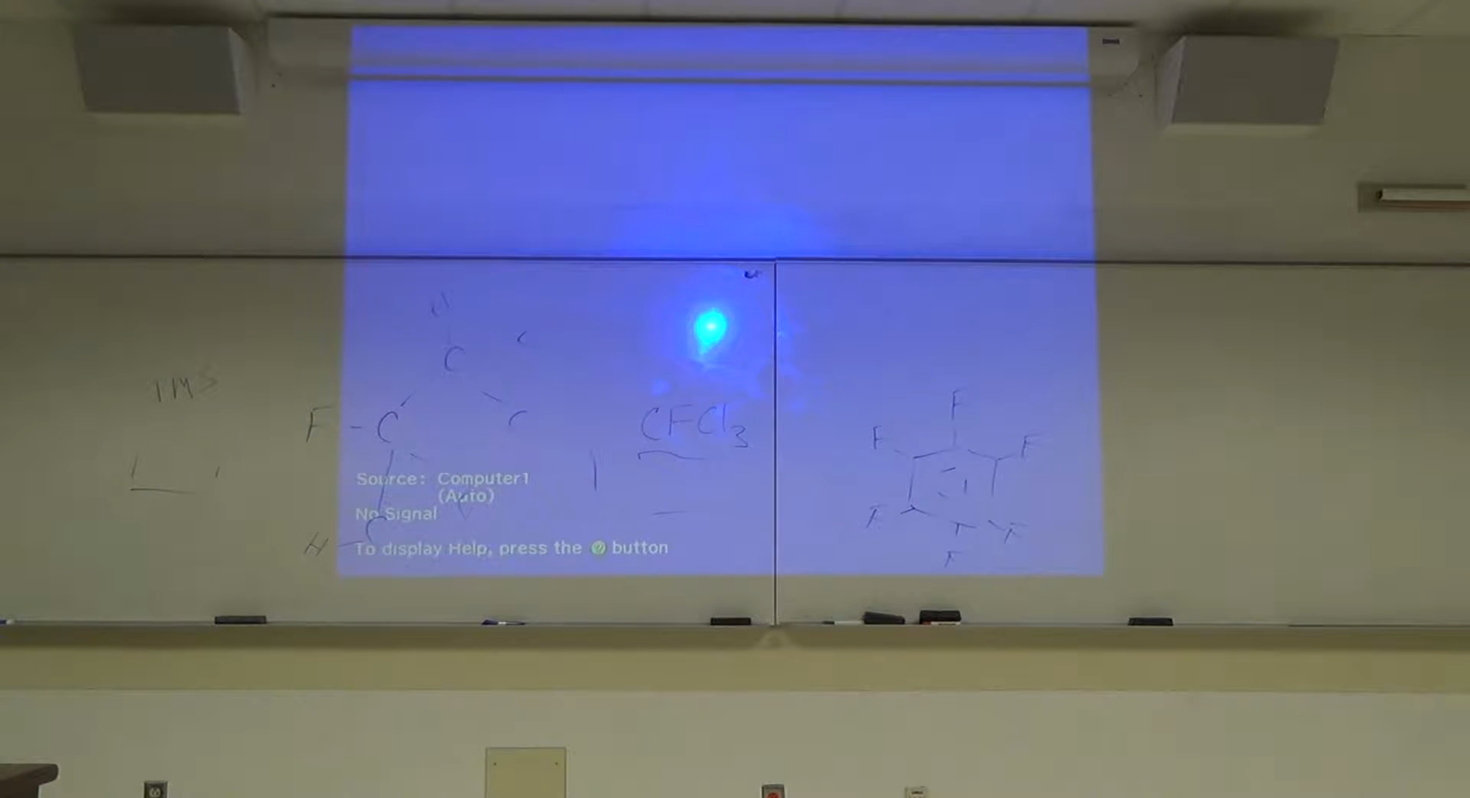In proton and carbon, TMS is so universal, it's not even discussed. But in other things, there's more options, and you've got to say, well, what's your standard? Yeah, hexafluorobenzene is the standard that I use. Okay.